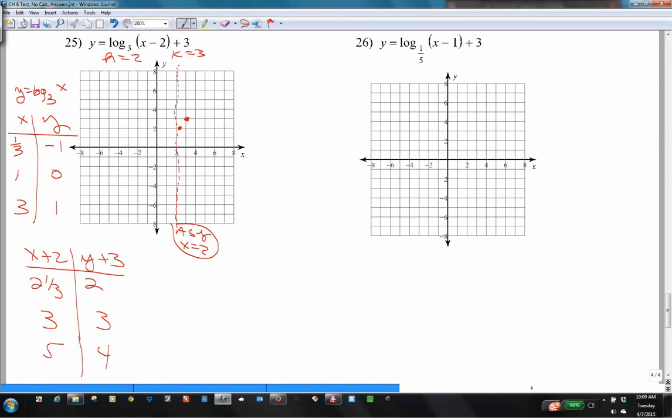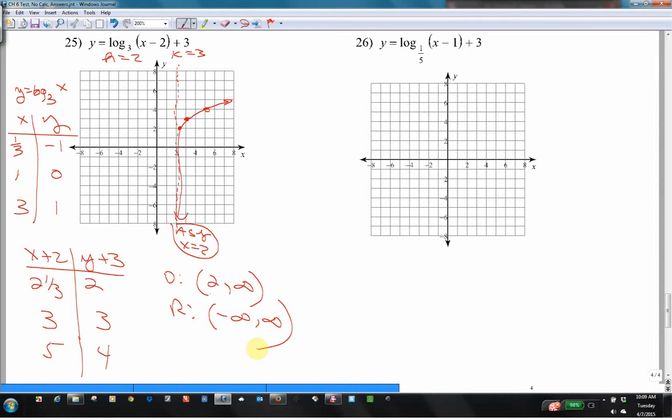So this one is going to come up along the asymptote, swing out. The domain is going to be all real numbers where x is greater than the asymptote, so that's 2. So the domain is going to go from 2 to infinity, and the range is all reals.